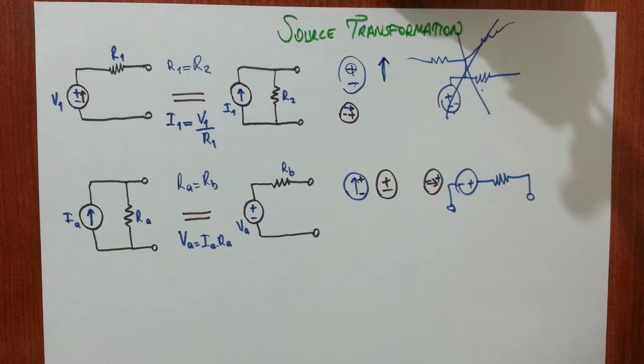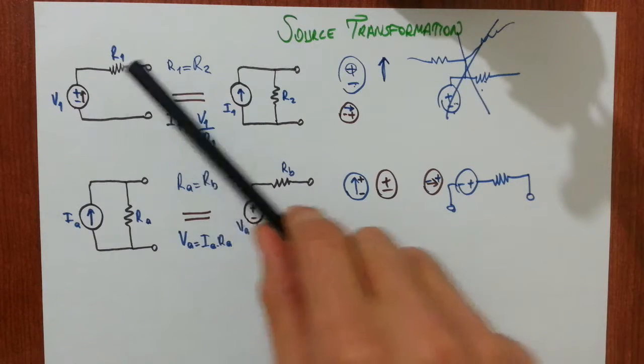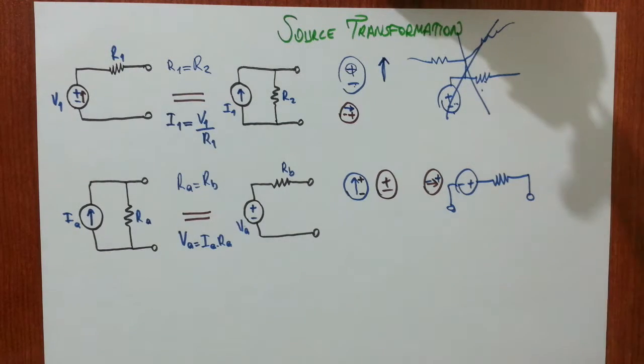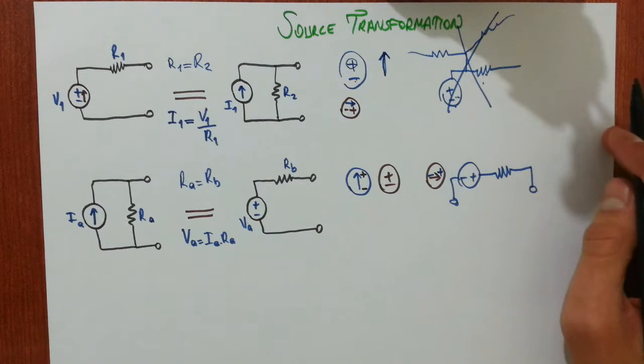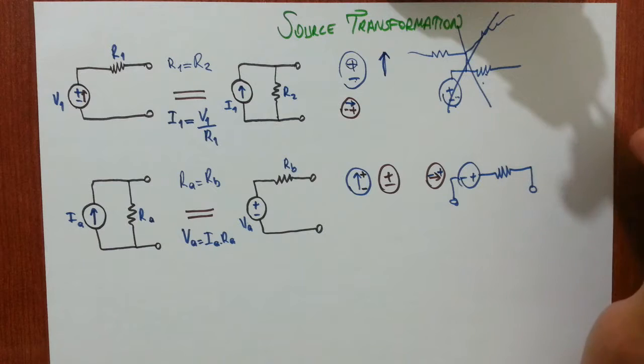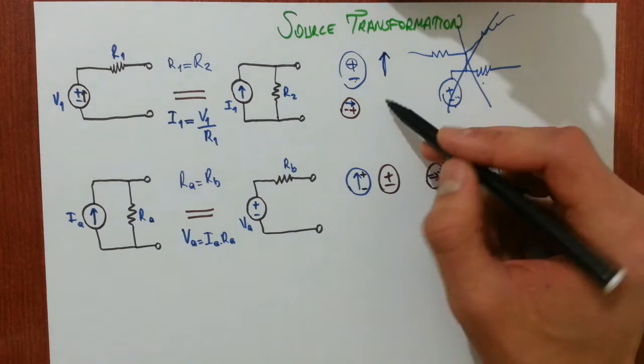And I am thinking if I have forgotten something. Yes, I have forgotten something. These transformations are also valid for dependent sources. I won't discuss them explicitly. I will just state them.